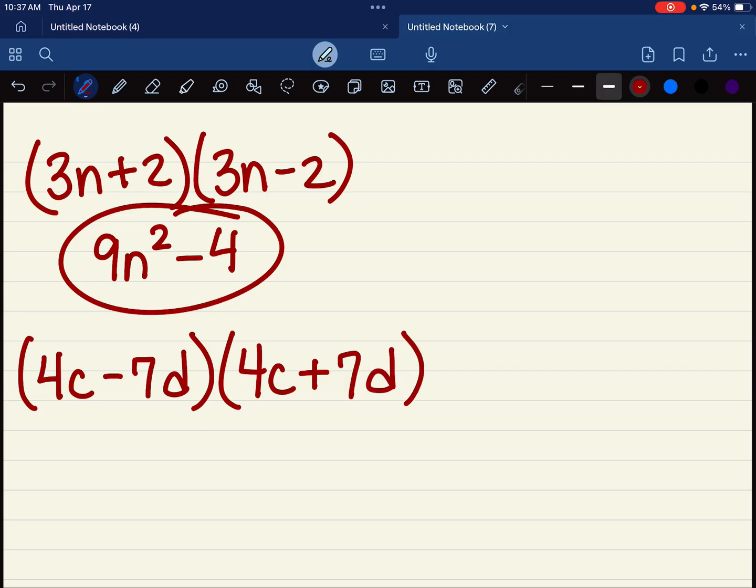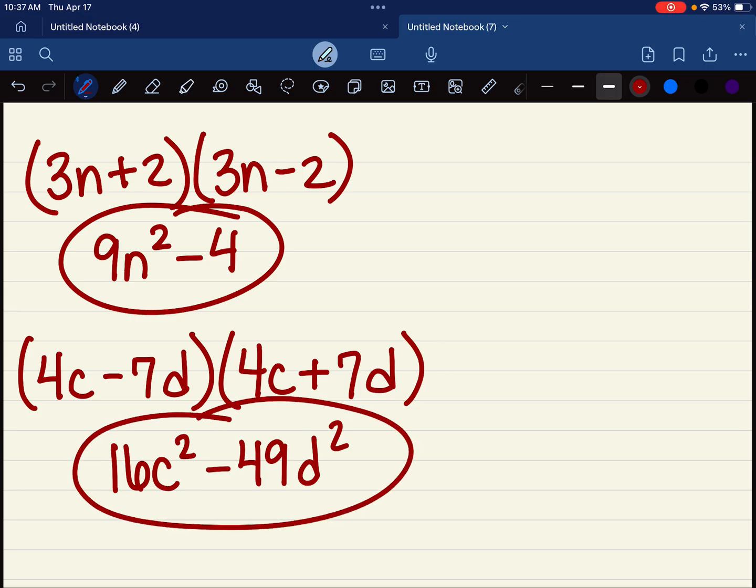First question. Do they look exactly the same other than addition and subtraction? Yep. Okay, what do I do? Not double it, square it. What's 4 squared, or 4 times 4? 16. C to the second. Square the next one. What's 7 times 7? 49. D to the second. Very good.